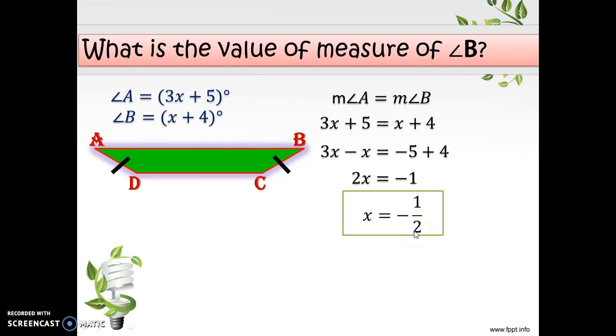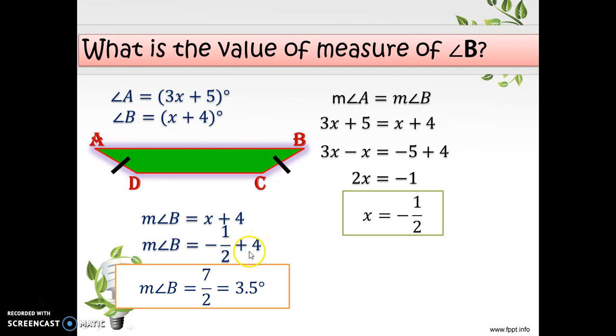Since we already got the value of x here, we are now ready to get the measure of angle B. Since the value of x is negative 1 half, we substitute: negative 1 half plus 4 equals 7 halves, or 3.5 degrees. So therefore, we can say that the measure of angle B here is 3.5 degrees.